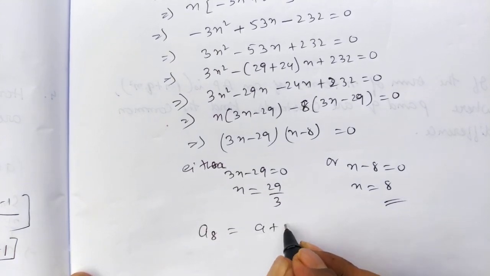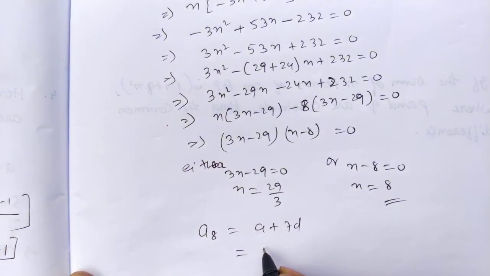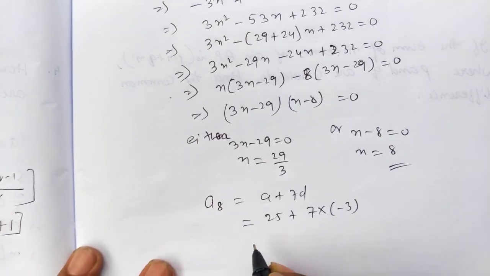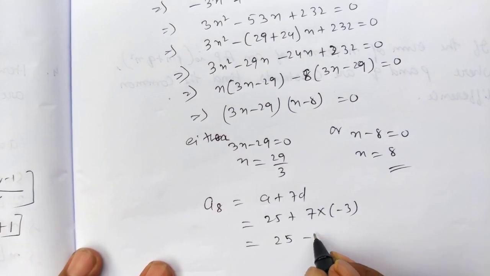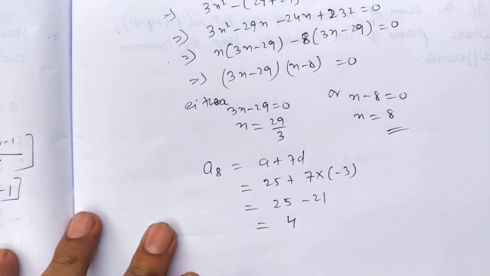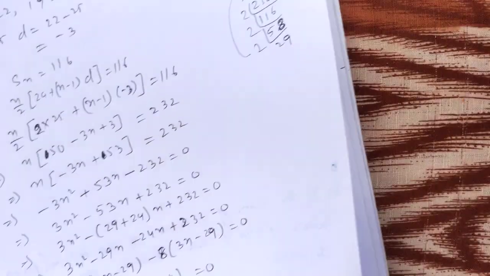That means a plus 7d. A is 25 plus 7 into d, which is minus 3. So 25 minus 21 is 4. So the last term is 4. Let's do question number 7.